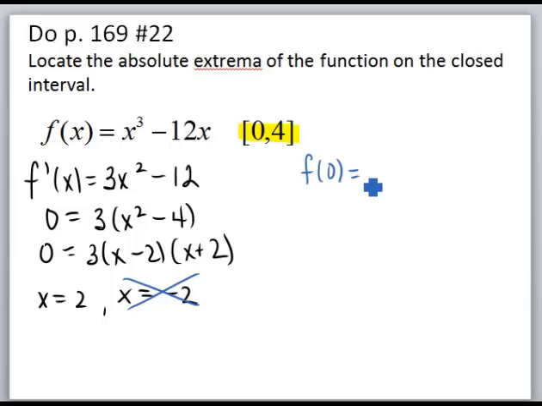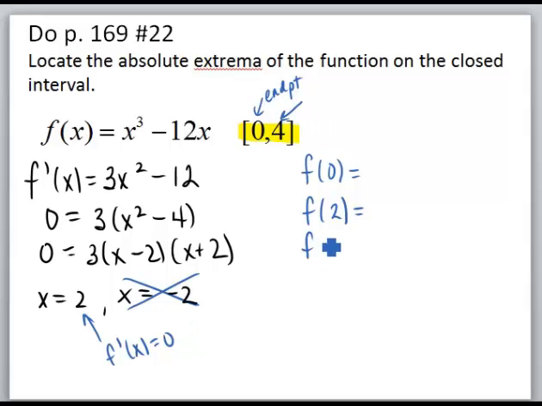I need to find out what is the y value, what is the height at 0. That's an endpoint. I've got to check this one for absolute max or min. What is the height at 2? Remember, I got that from the derivative being equal to 0, so it is a possible max or a possible min. And then the last one I need to check is at 4 because it is also an endpoint. Where do I get my y values? Well, I get my y values from plugging those back into the original function.